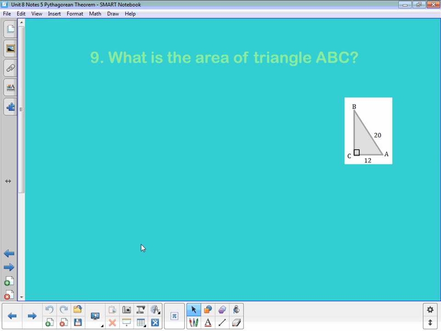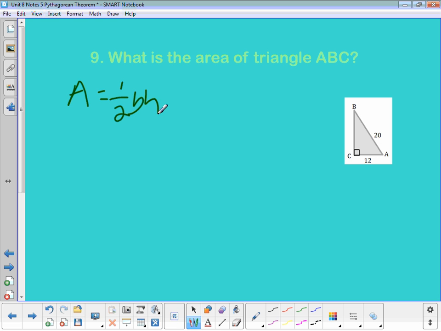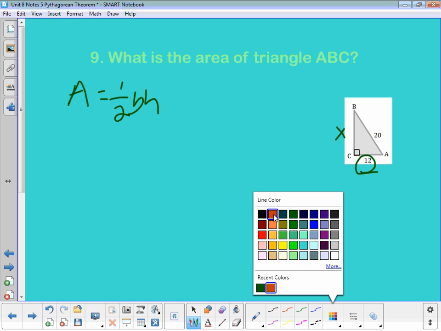So we're trying to figure out the area of triangle ABC. Well, to figure out the area, you might want to write this down on your note sheets. The area for a triangle is 1/2 base times height. Right now I know the base, but I don't know the height. What I do notice about this triangle is that it is a right triangle. So I can use the Pythagorean theorem to get that height.